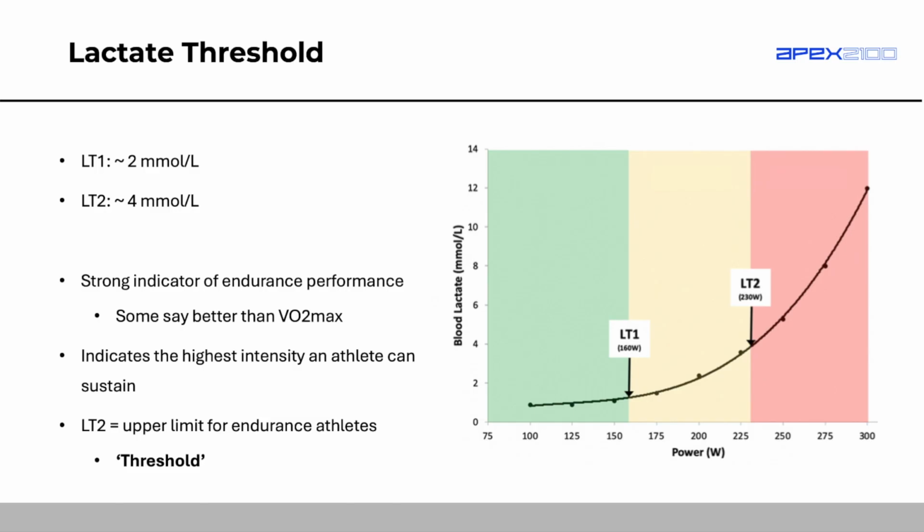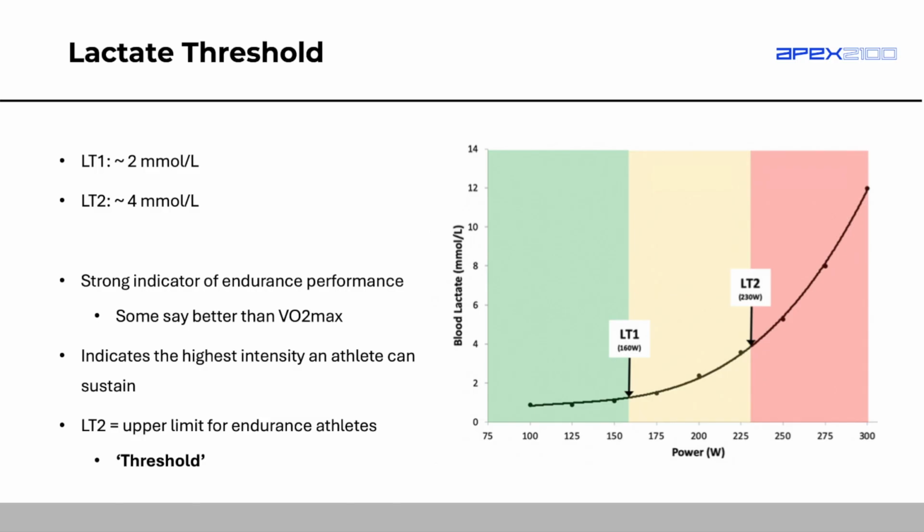It's been suggested that the anaerobic or the lactate threshold is a stronger indicator of endurance performance than VO2 max. And that's because it's been seen before where athletes can have no increase at all in their VO2 max, but they can improve their lactate threshold. And if they can improve their lactate threshold, it means they're able to sustain a higher output for a sustained period of time.